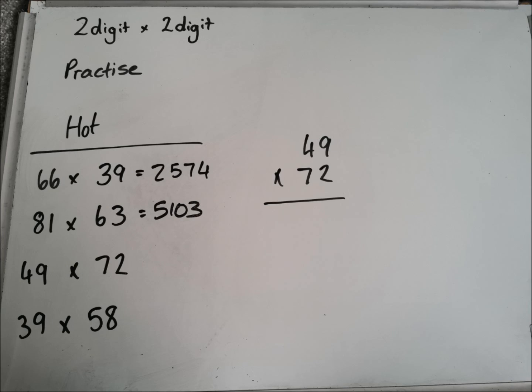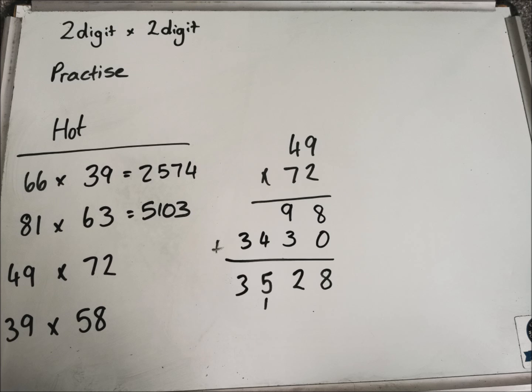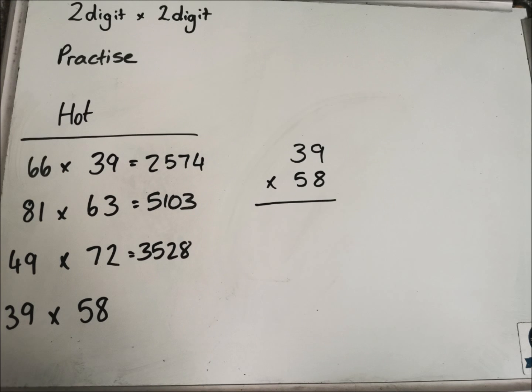Third question on hot, 49 multiplied by 72. So the first line of the answer is 98, and then we get 3430 for our second line, and the final answer, adding those two sections up, 3528.